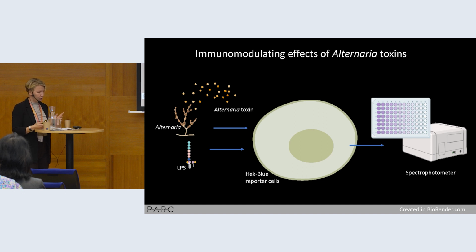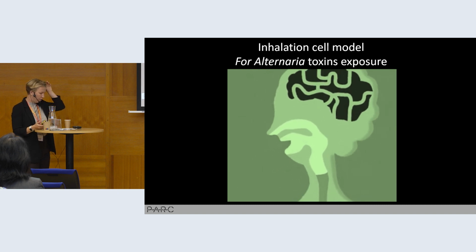So we want to use this model to explore how Alternaria toxins invoke an immune response, and also in combination with material from other microorganisms, such as lipopolysaccharides, LPS, from bacteria. So to explore the potential combination and modulating effects. So this will give us a background understanding in the interplay between the toxins and certain parts of the immune reaction. And then we will go on to using an inhalational cell model.